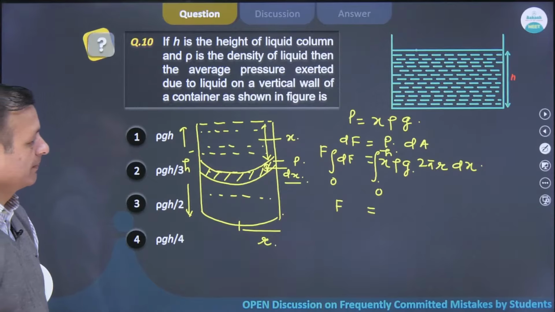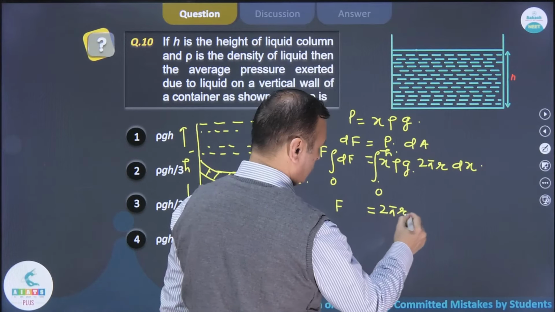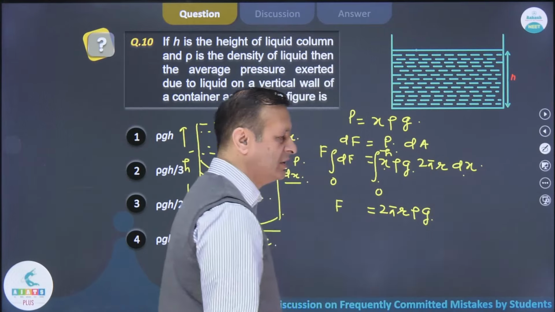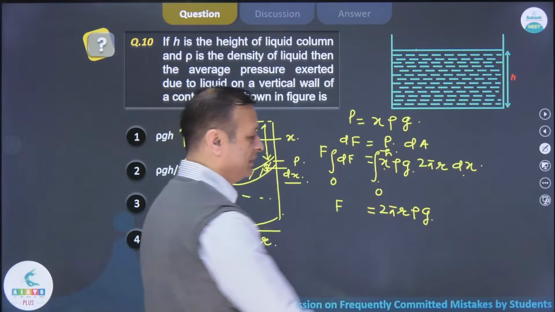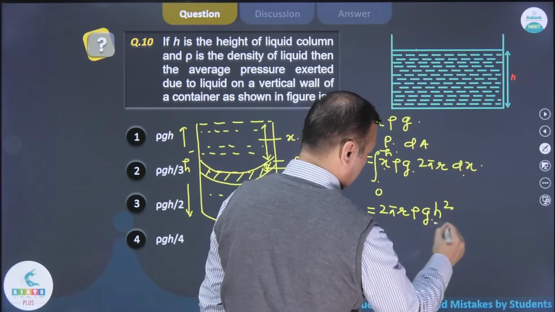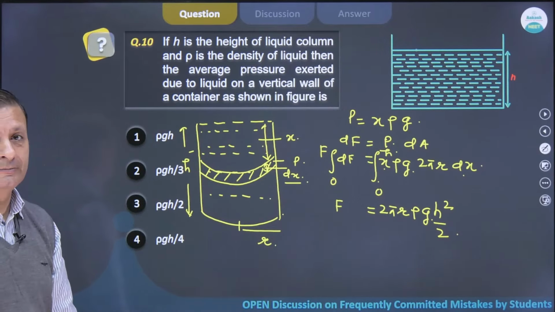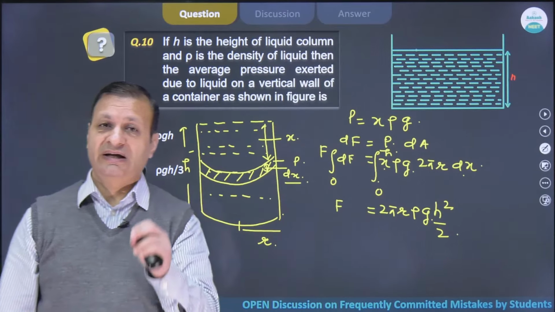Got it? So 2 pi r remains constant, rho constant, g constant. It's only x into dx. So x dx, and when you take the integral and put the limits, that gives you h square by 2, so the total force is 2 pi r rho g h square by 2. Got it? Now we have to find out the average pressure.